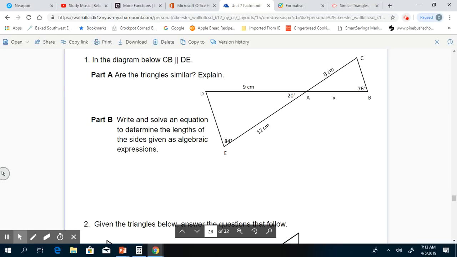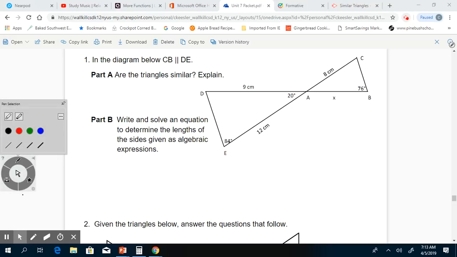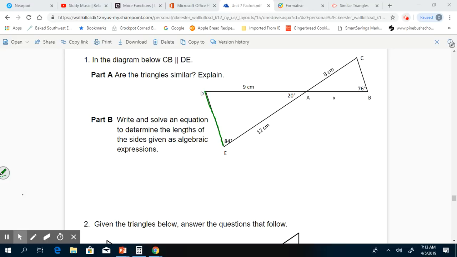So today we're going to do some more work with proving that triangles are similar and finding some missing dimensions. So in this diagram below, CB is parallel to DE, and that's important to know because it helps us find some angle measures. So if we have this line here parallel to this one, that means that they're hitting this line at the same angle measure, which is going to help us prove some angles being congruent because it's kind of like having parallel lines cut by a transversal. So first thing we want to do is think about some of the angle measures.